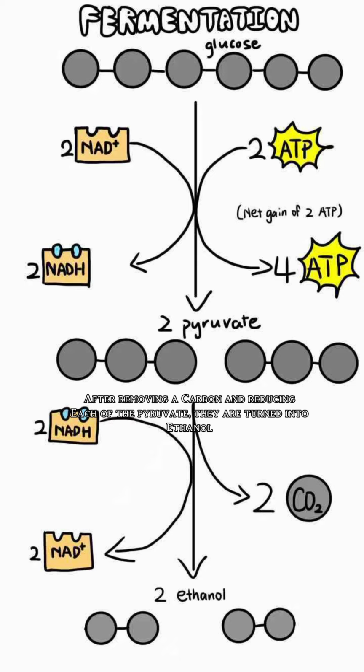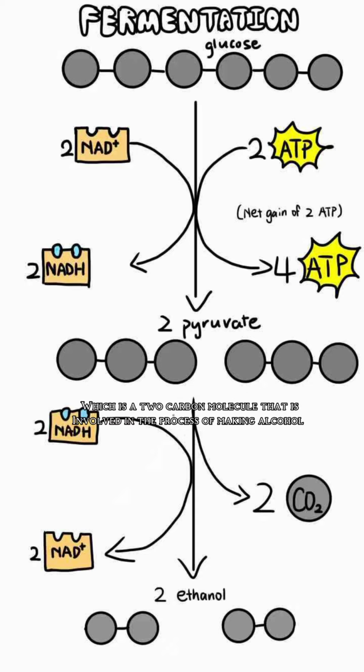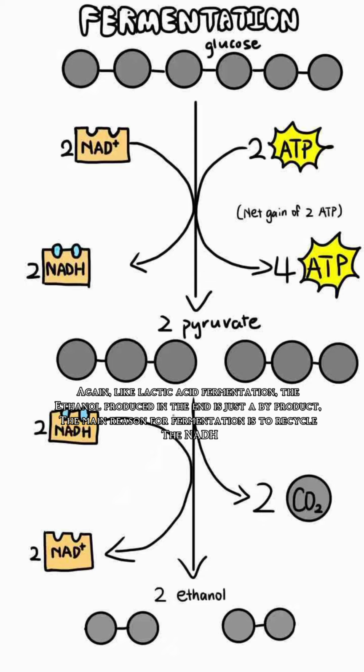After removing a carbon and reducing each of the pyruvate, they are turned into ethanol, which is a 2-carbon molecule that is involved in the process of making alcohol. Again, like lactic acid fermentation, the ethanol produced in the end is just a byproduct. The main reason for fermentation is to recycle the NADH.